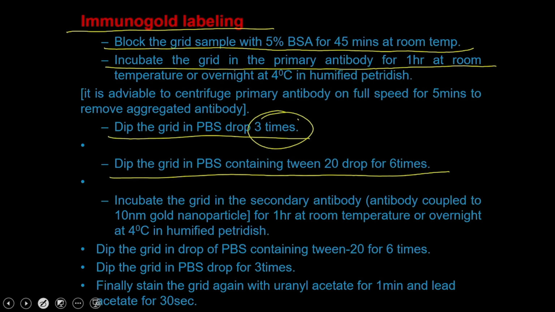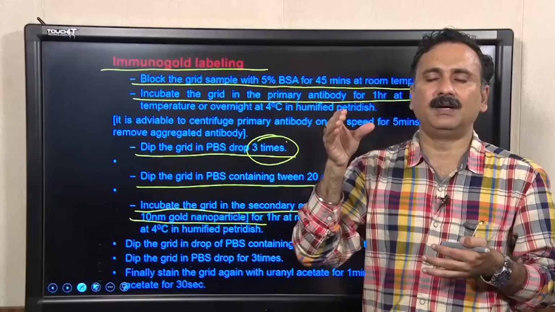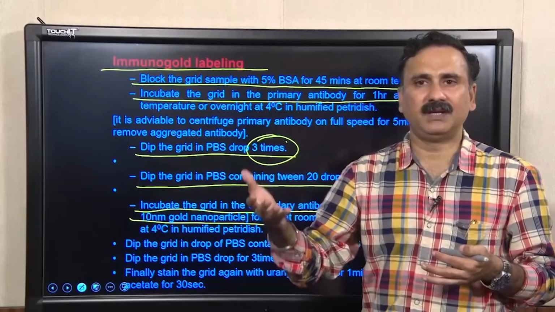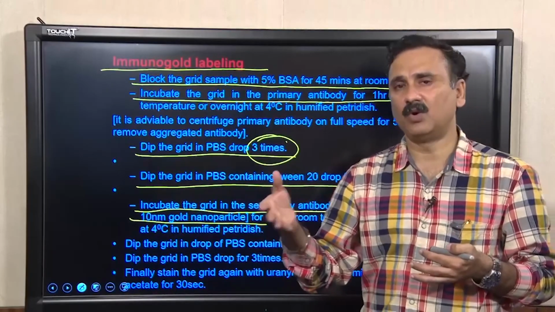That is how you are going to remove all the non-specific antibodies. And then you incubate with the secondary antibodies. The secondary antibodies are coupled to 10 nanometer gold nanoparticles. You have multiple options: you can use an antibody coupled to 10 nanometer gold particles or to 5 nanometer gold particles. You have the choices, because you are able to see these nanoparticles very clearly, and that is how you can very pinpointedly say that this is the location of the particular protein.